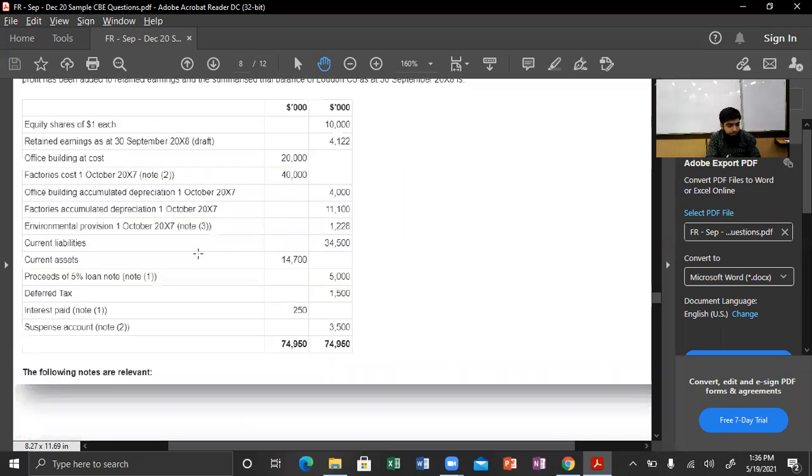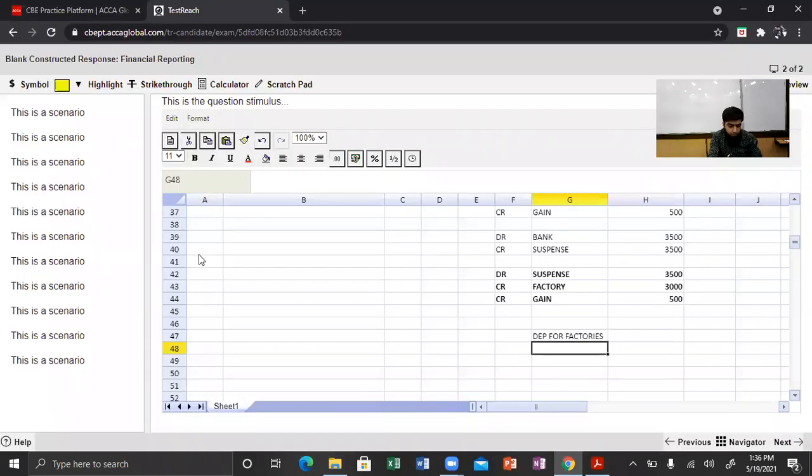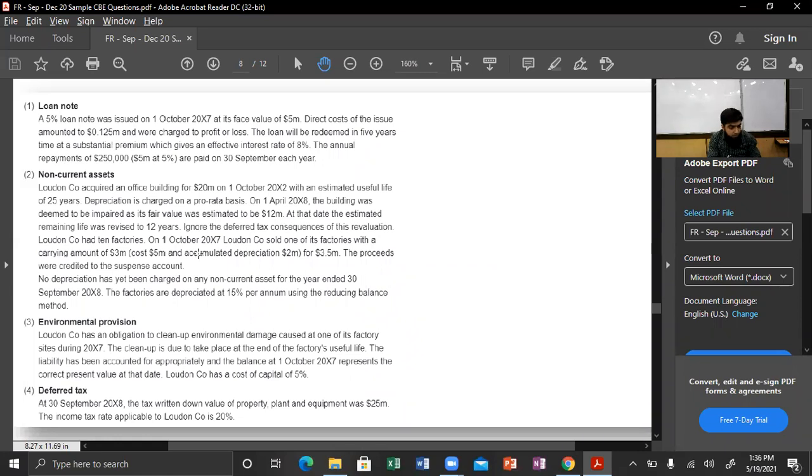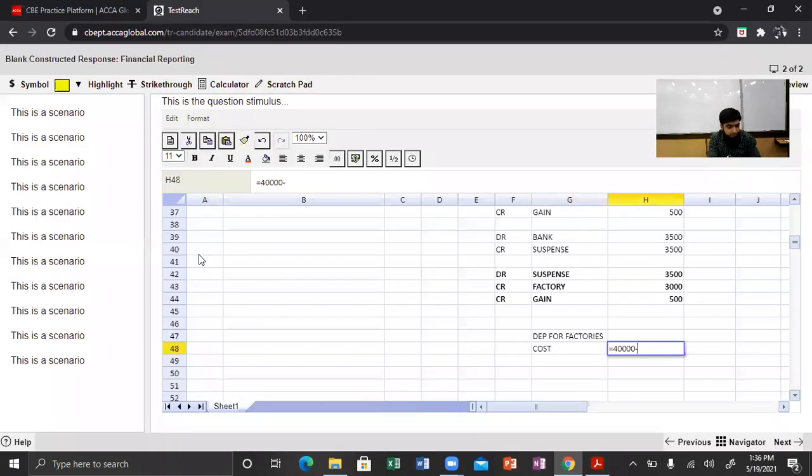The cost of the factory is given in the trial balance. Factory's cost is 40,000, but we are going to deduct the disposed asset cost that is already given in the question, that is 5,000. So the cost of the remaining asset is 35,000.